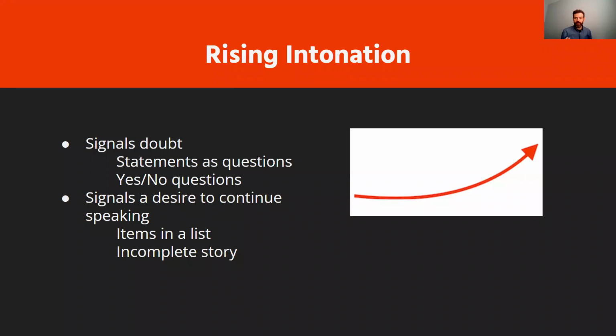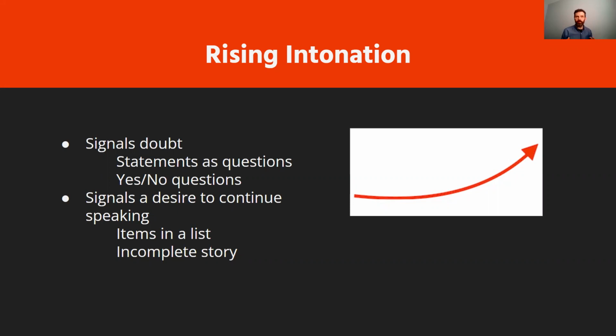Rising intonation pattern, on the other hand, signals doubt. So it signals that the speaker is not confident in the information they're sharing. So we can use this pattern to turn a grammatical statement into a question. So even though all the words and the word order would signal that it's a statement, if we apply rising intonation to it, then we're changing what looks like a statement into a question. We also use this with yes/no questions as well.